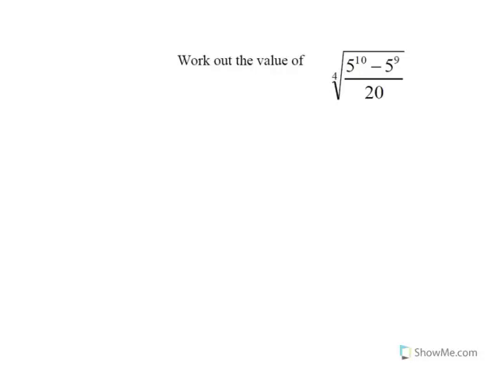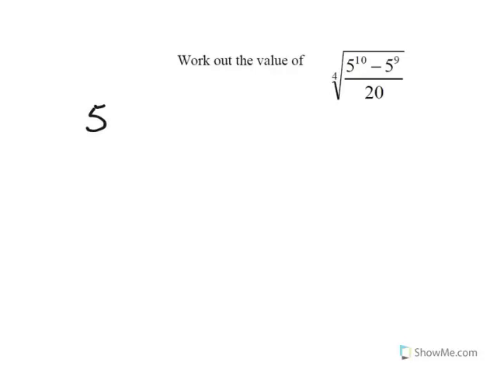So it's difficult to work out 5 to the power of 10 and then 5 to the power of 9 and then subtract them and divide by 20. So, have you got any ideas? Well, here's a suggestion. If you look at the numerator, 5 to the power of 10 minus 5 to the power of 9, you will see there's a common factor.